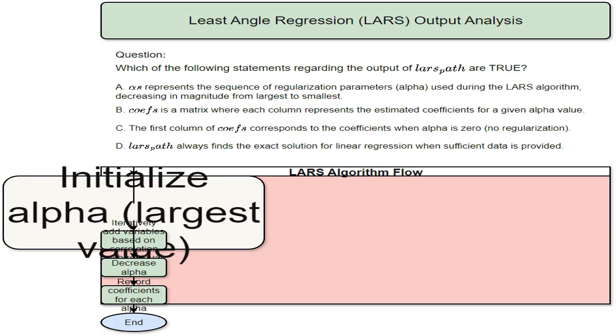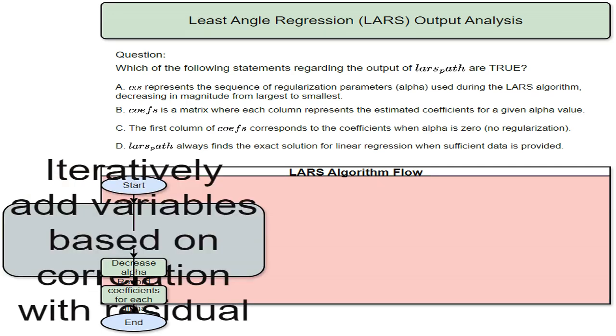I start the least angle regression, Lars, algorithm by setting the regularization parameter alpha to its largest possible value. Think of alpha as a tuning knob controlling how much I shrink the coefficients. A large alpha means a lot of shrinking, leading to a simpler model. I iteratively add variables to the model, one at a time. I select the variable most correlated with the remaining errors, residuals, from the previous step.